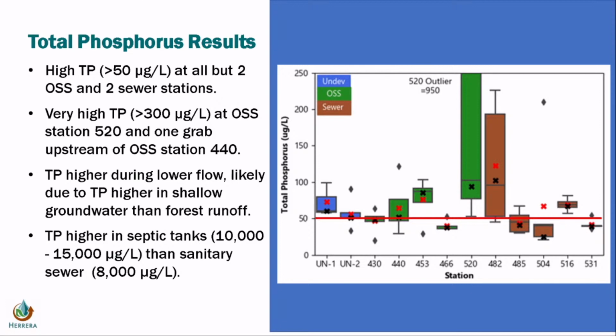Anyway, concluding, also these high phosphorus concentrations were observed in septic tanks, even higher than the sanitary sewer, but both of which are similar to the literature value of 10,000 micrograms per liter, commonly reported.